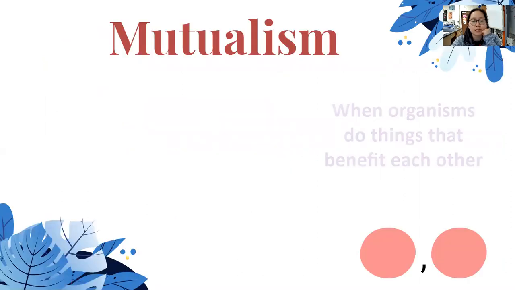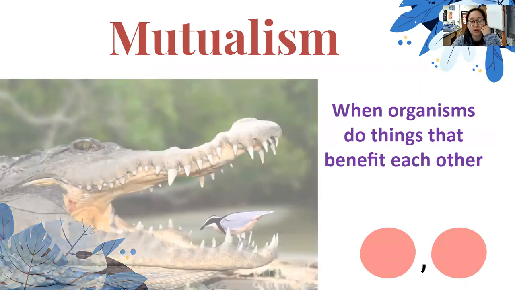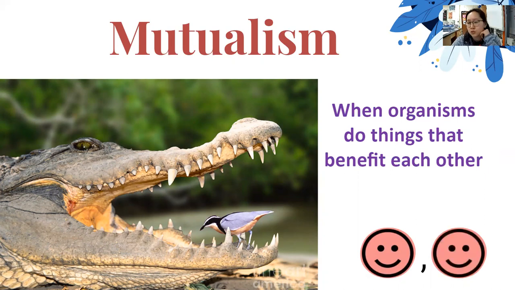Now, mutualism is when organisms do things that benefit each other. So both benefit, so they're both happy with this kind of interaction with each other. An example would be the crocodile and the plover. The plover eats the dirty things from in between the crocodile's teeth so that the crocodile has nice, strong, clean teeth to keep grabbing food and prey. And then the plover gets a free meal out of it. In this case, since both are benefiting, both organisms should be marked with a smiley face.